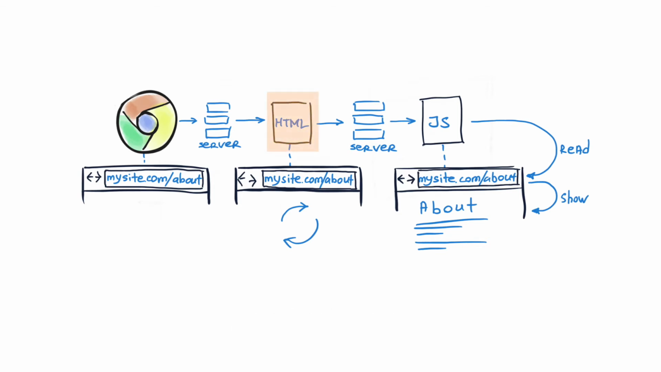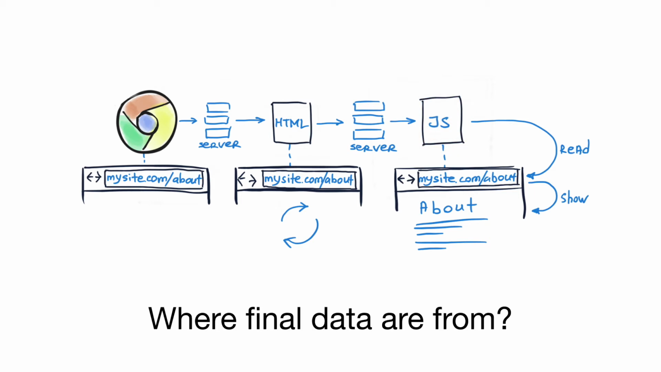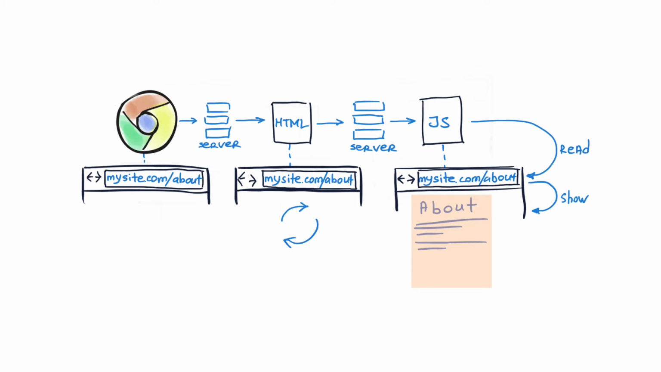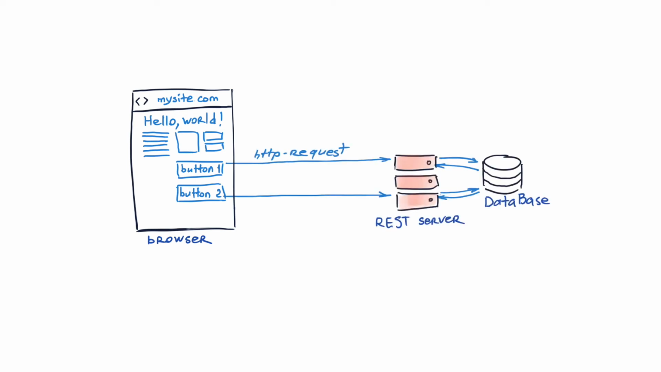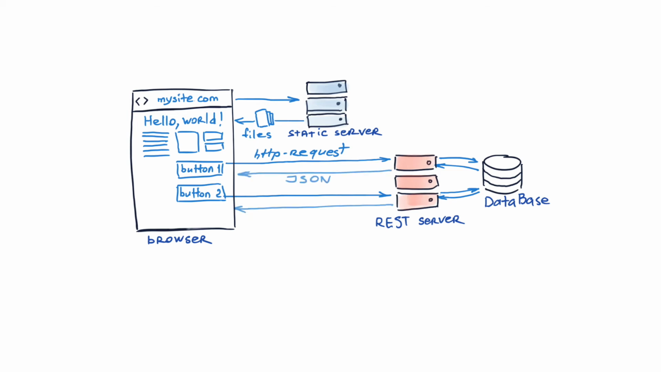But if index.html is loaded just once, and the JavaScript file contains only application logic, but not its content, then where is the final data from? In our example, it is about page data. Data in single-page applications can be received via HTTP requests. It means all logic, layout, and styles are loaded at once, and then the user loads lighter data in JSON format. Meanwhile, the application page doesn't reload.